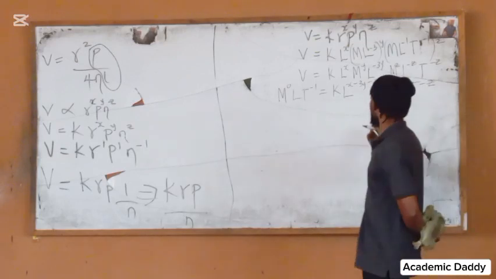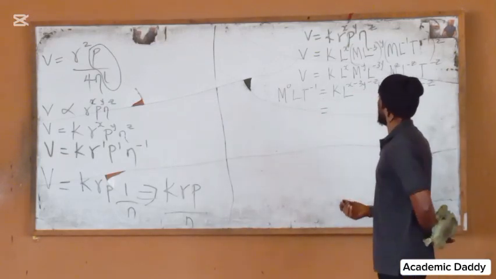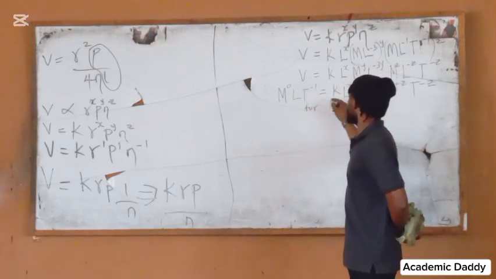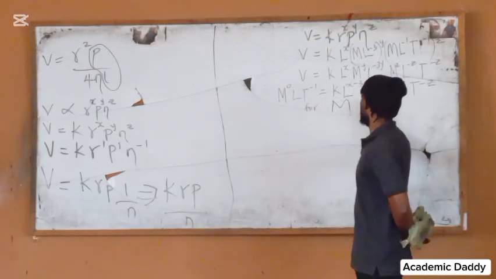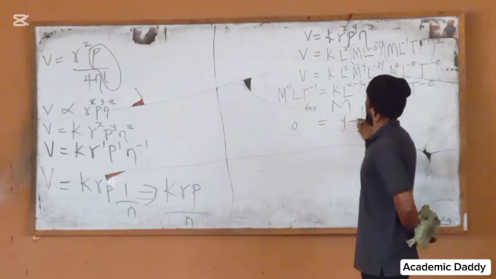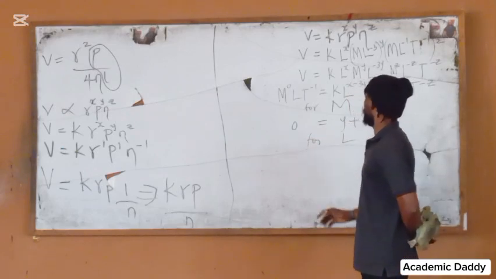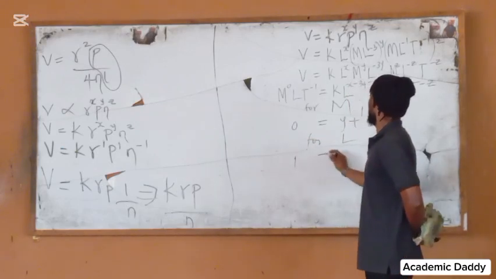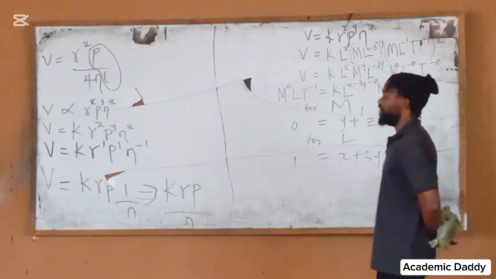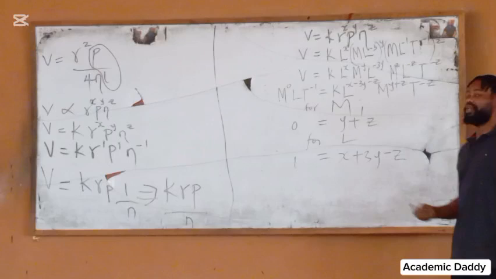All right, now let's see. Collecting like terms, we then see that, or we say, equating the basis. Equating basis, for m, I'll have 0 equals y plus z. Then for L, I'll have 1 equals x plus 3y minus z. This time around we use elimination, not substitution.